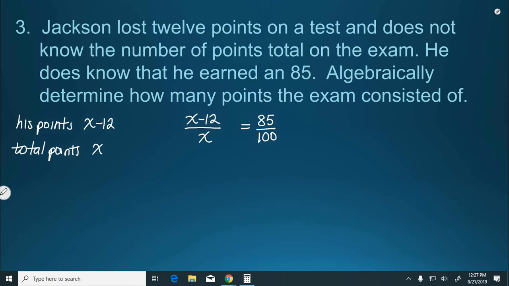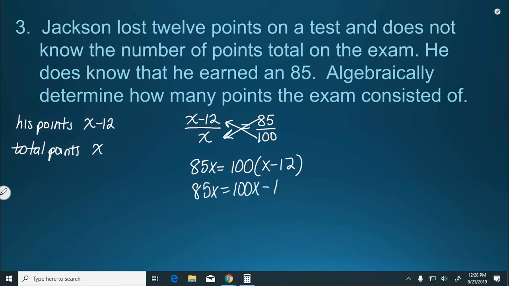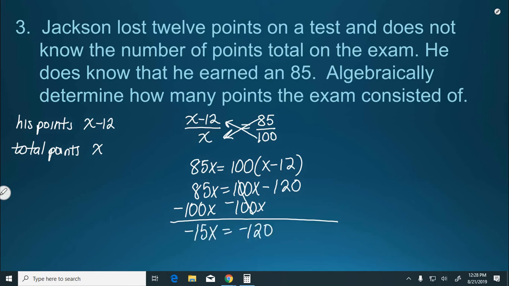All right, cross multiply. 85 times x, 100 times x minus 12. That's 85x, and 100 times x minus 12. So that's 85x equals 100x minus 120. Then we subtract 100x from both sides to get the x by itself, or 1x. We get negative 15x equals negative 120.